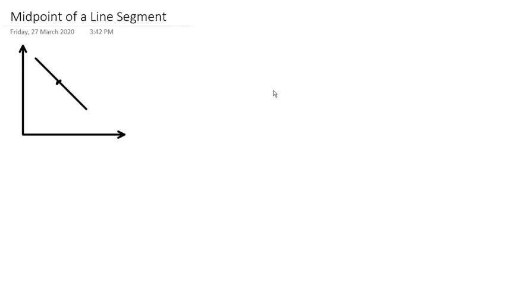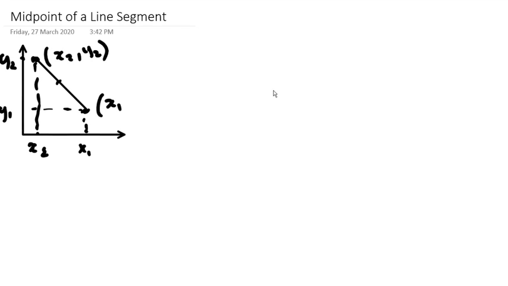Firstly we need to know what this point is and what this point is. So let's call this one x1, y1. Let's call this one x2, y2. So x2, y2, and x1, y1. Okay, maybe that center is a little bit off. Let's put it there.